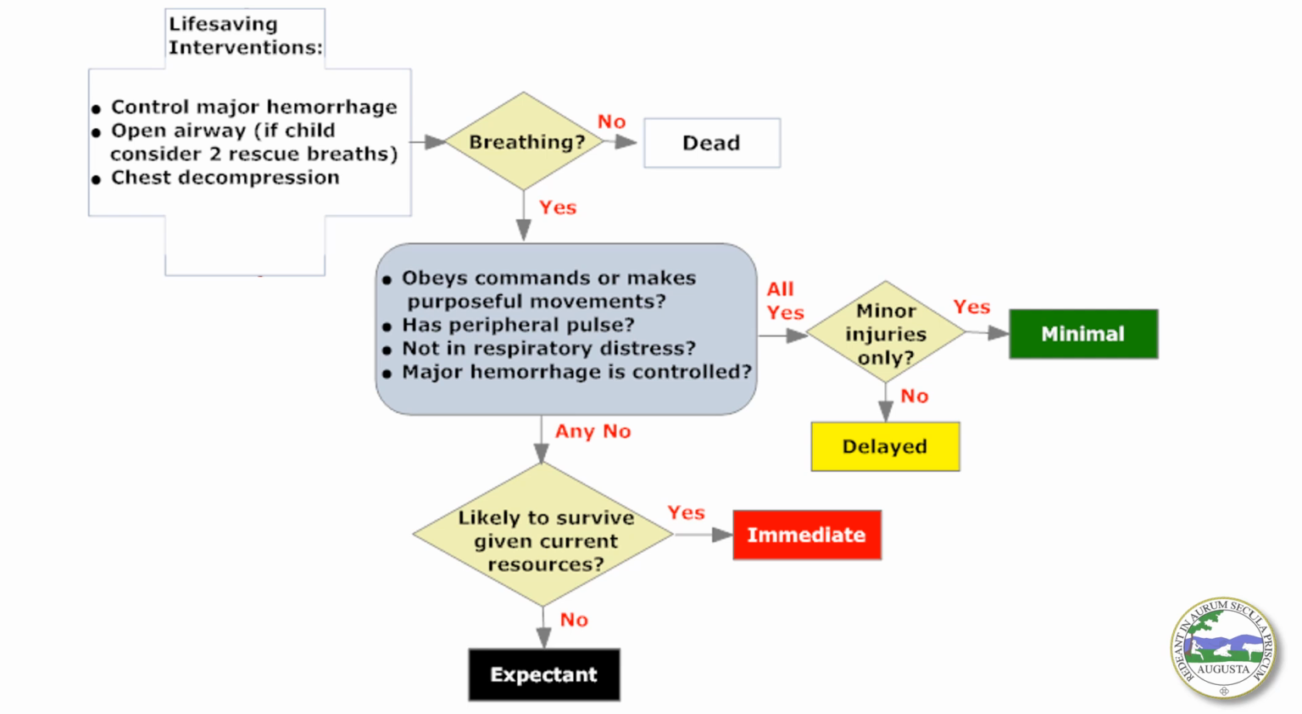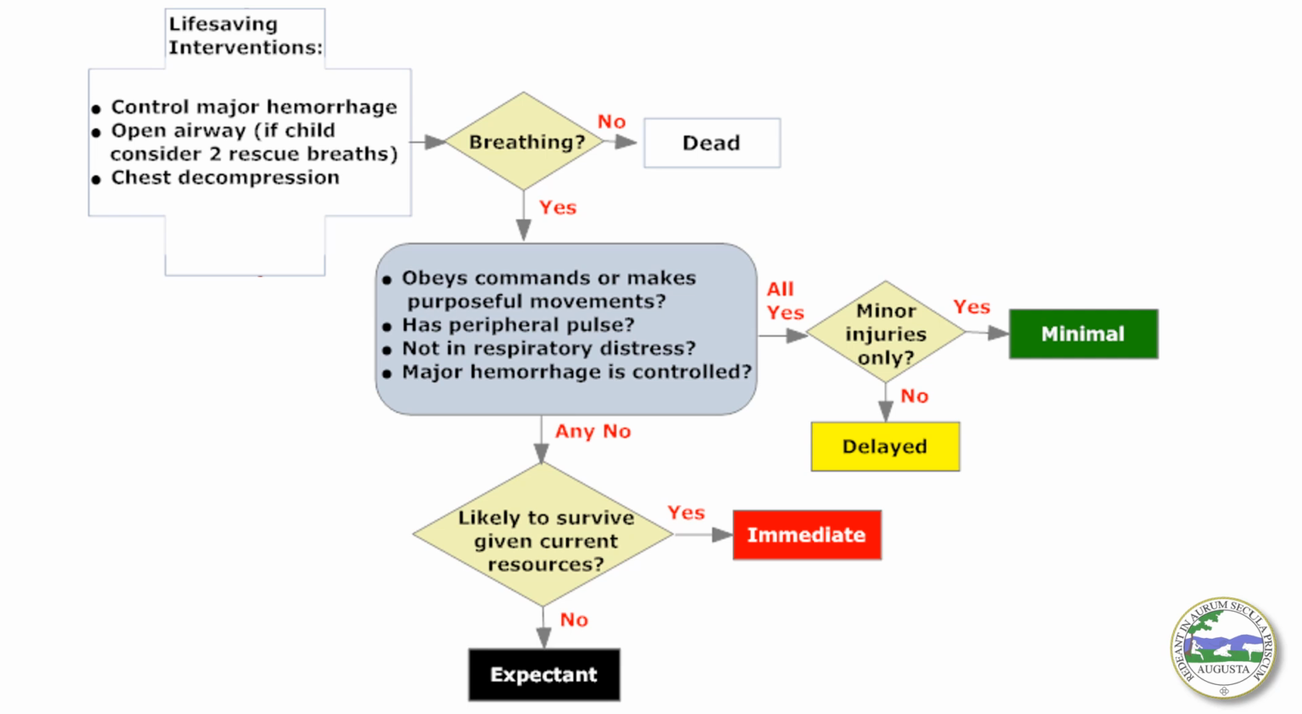Patients who are not breathing even after life-saving interventions are attempted should be triaged as dead and should be designated with the color black. Patients who do not obey commands or do not have a peripheral pulse or are in respiratory distress or have uncontrolled major hemorrhage should be triaged as immediate and should be designated with the color red.